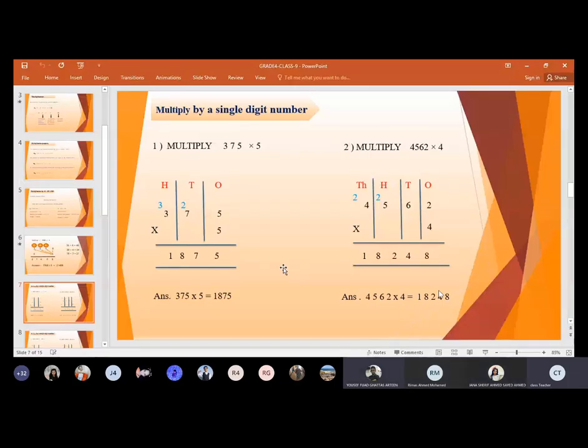Yes, my dear. Now take your notebook. Write the heading: Multiply by a single digit number. Are we going to write now? Yes, my dear. Take your notebook and write it now. Finish. The place value is important. So first you write the place value, then after that enter the number according to the place value.